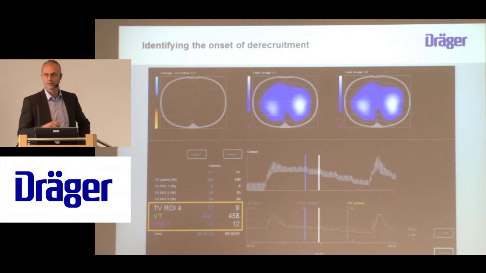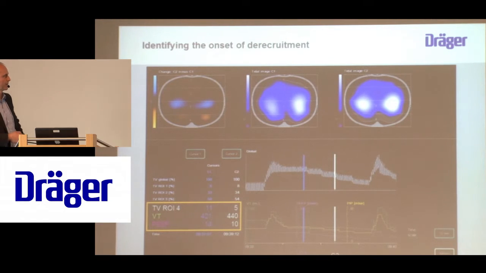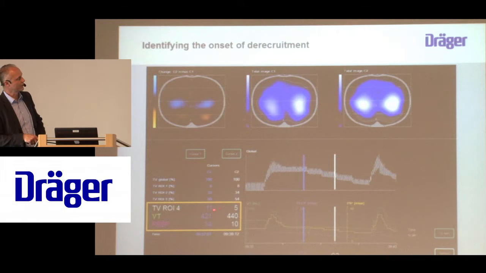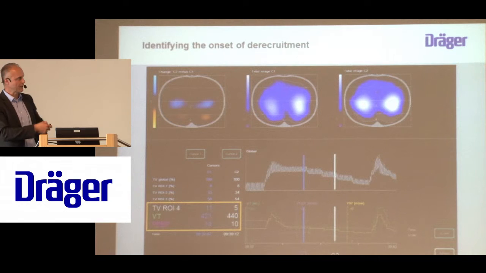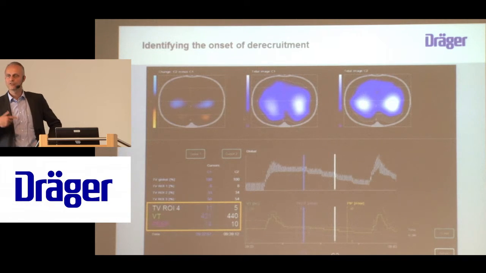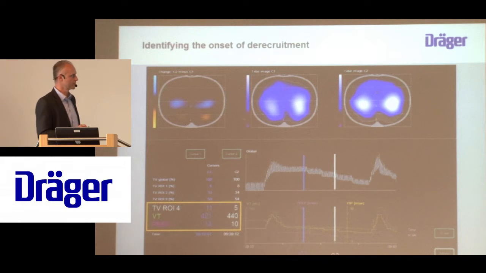However, if you go further down with a PEEP level to 10 and compare now 14 against 10, then you start to see these kind of orange spots. And if you now look at these percentages, you see that the dorsal ventilation already decreased from 11 down to 5. So that is, in this example, the PEEP level where you see the first substantial decrease of dorsal ventilation.